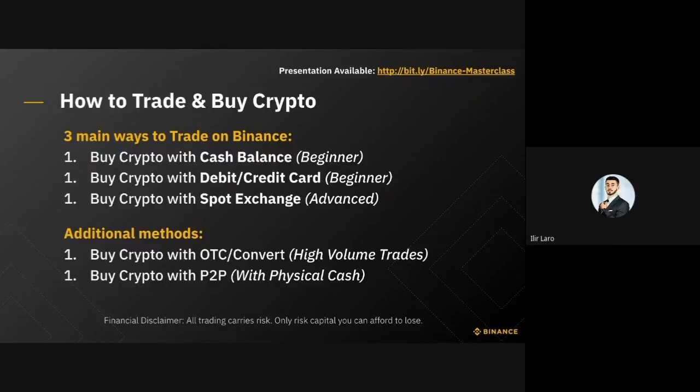You can buy crypto with OTC, which is referred to as over the counter, and convert, and then buy crypto with P2P. This allows you to actually buy crypto with physical cash and actually meet face-to-face with people.